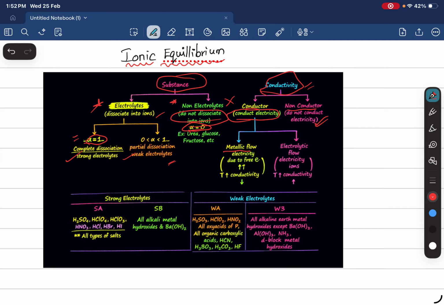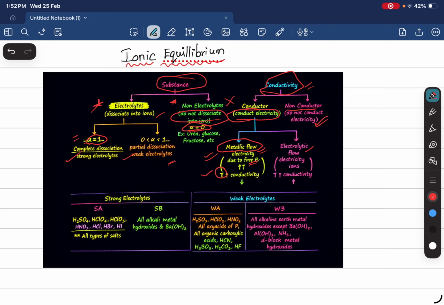These conductors are again segregated into two types, that is metallic and ionic. Metallic conductors are also called electronic conductors, where the conductivity happens through the flow of electrons. In this case, as temperature increases, resistance increases, so conductivity decreases, because when we increase the temperature for metals, the electrons vibrate instead of flow, so the metallic conductor's conductivity decreases with increasing temperature.